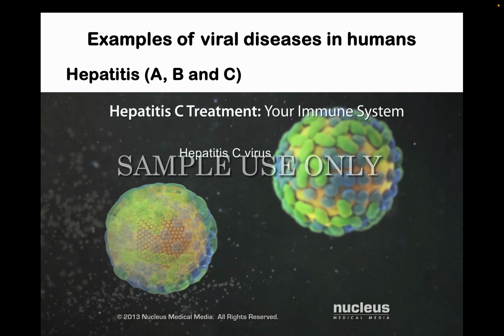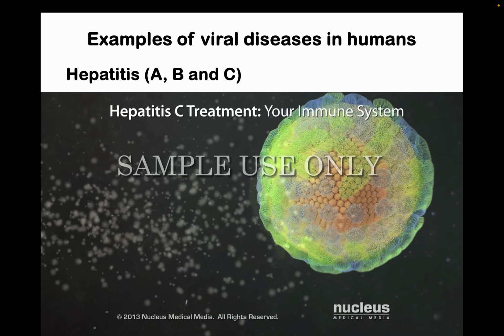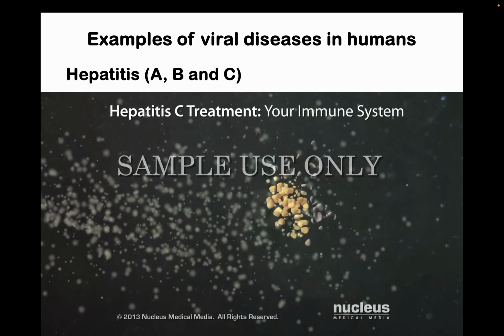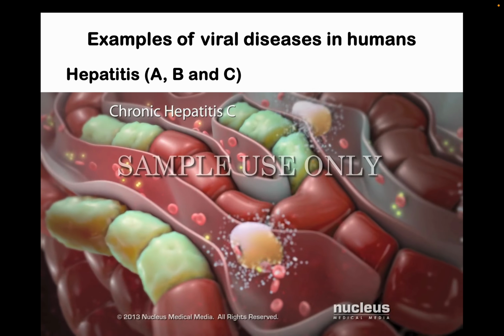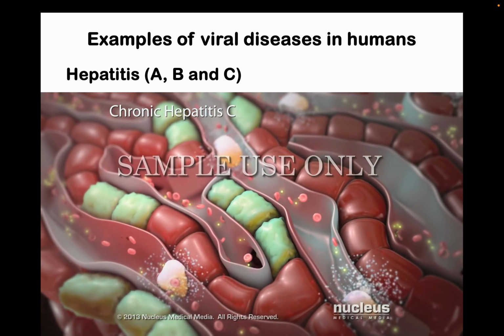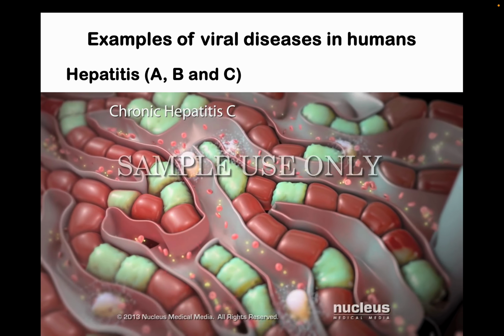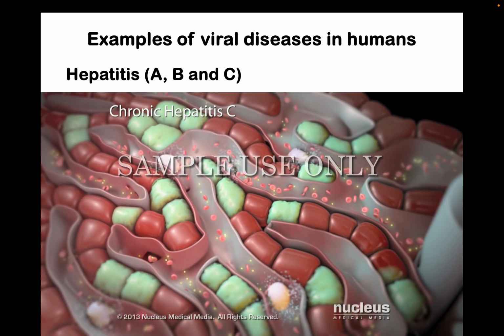If you have hepatitis C, your immune system alone may destroy all of the hepatitis C viruses in your body. However, most people infected with the virus develop chronic hepatitis C, a condition in which your immune system is not able to destroy all of the viruses in your body after 6 months.